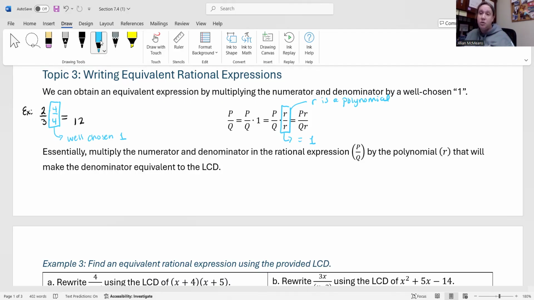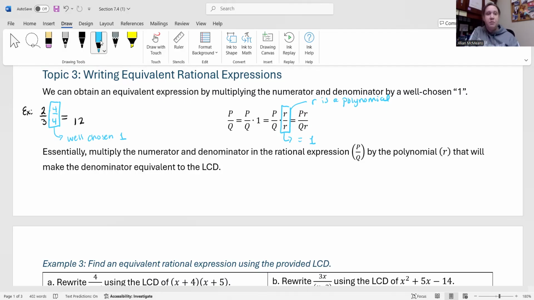We're going to multiply the numerator and denominator of the rational expression P over Q by the polynomial R that will make the denominator equivalent to the LCD. So let me say that one more time because I got a little chopped up there. We're going to multiply the numerator and denominator in our rational expression, which we're calling P over Q. We're going to multiply both parts of that rational expression by the polynomial R. And that polynomial R is the polynomial that forces my denominator to be the LCD. Okay, so again, a lot of times when you see it in words, it doesn't make as much sense, but when you see it in practice, it kind of comes together.